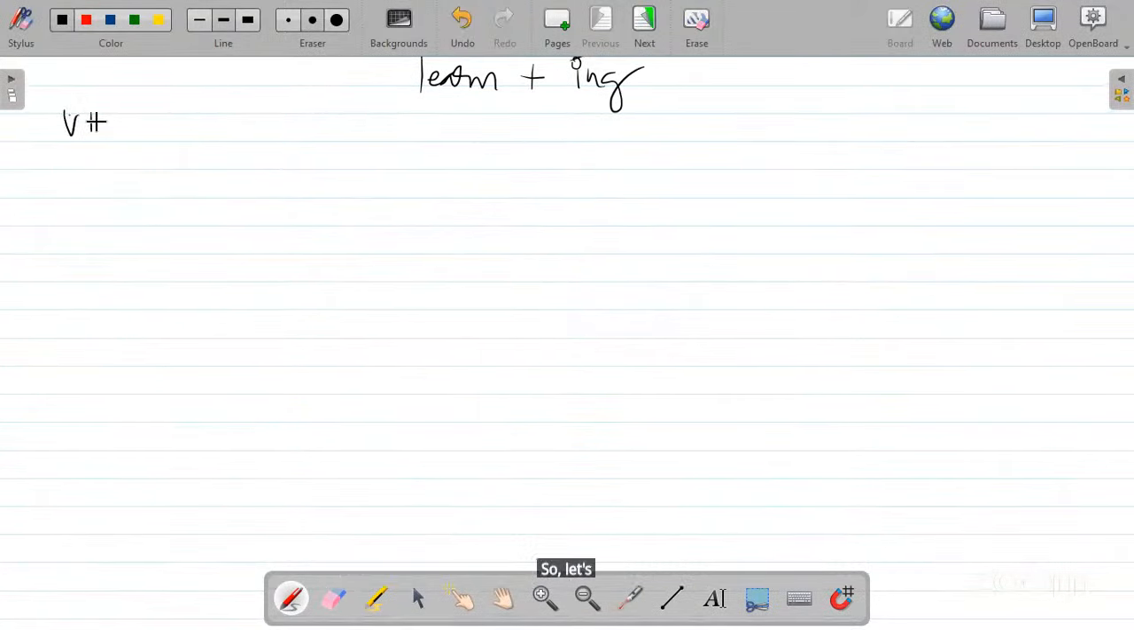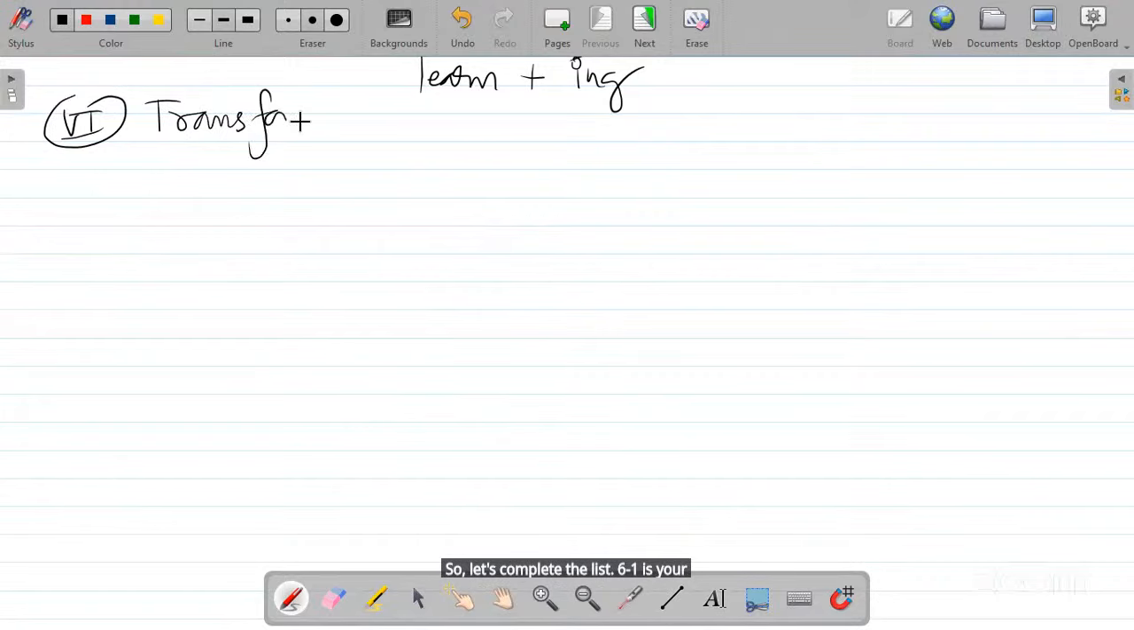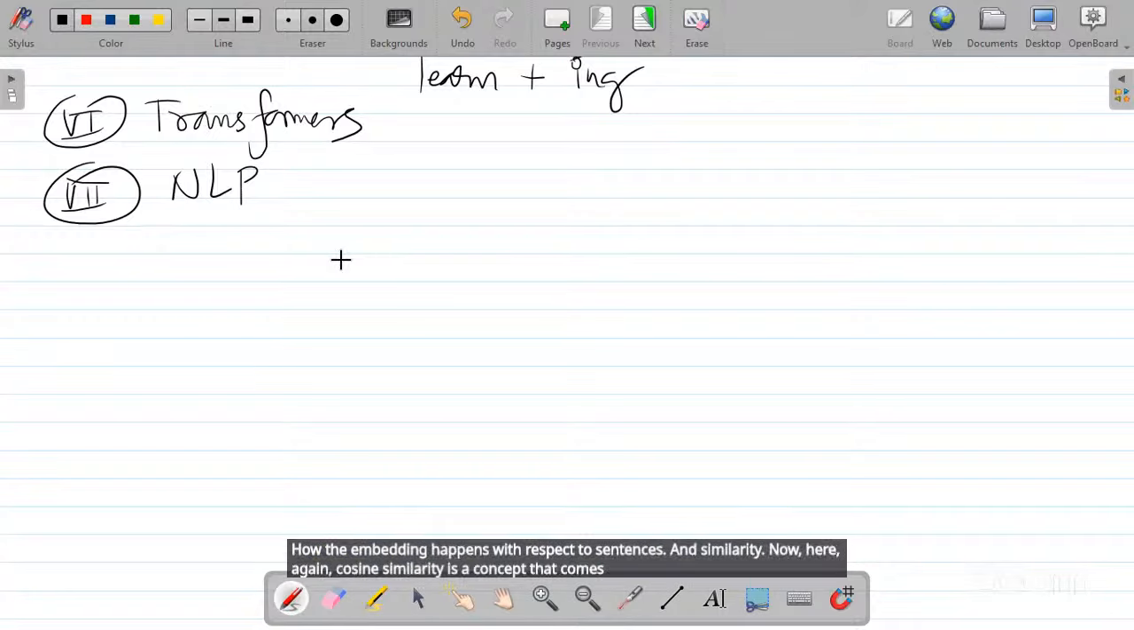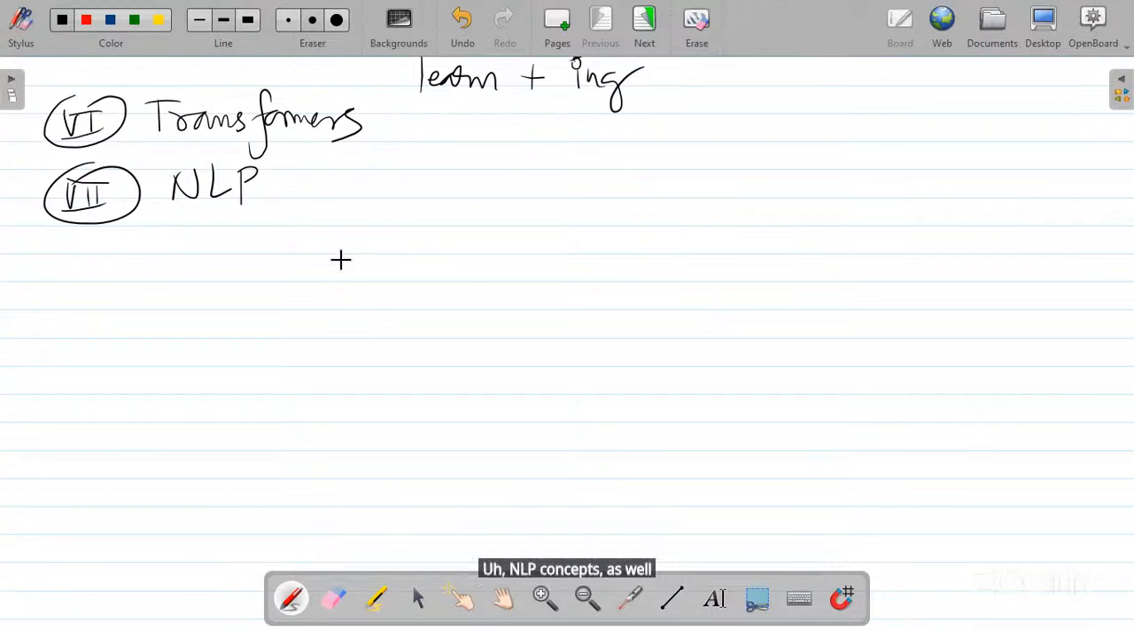So let's complete the list. Sixth one is your transformers, and seventh one is your NLP, natural language processing. Now entire Gen AI is built on NLP. So the TF-IDF concept, bag of words, how the embedding happens of different words, how the embedding happens with respect to sentences, and similarity. Now here again, cosine similarity is a concept that comes into the picture. So these are all the topics that you should have idea about NLP concepts, as well as these subtopics of NLP. So learning happens based on this.